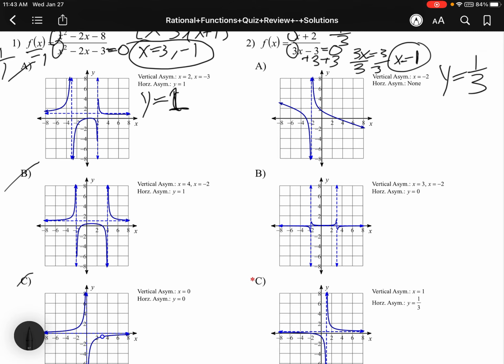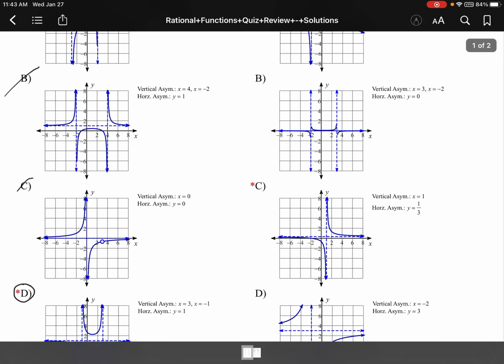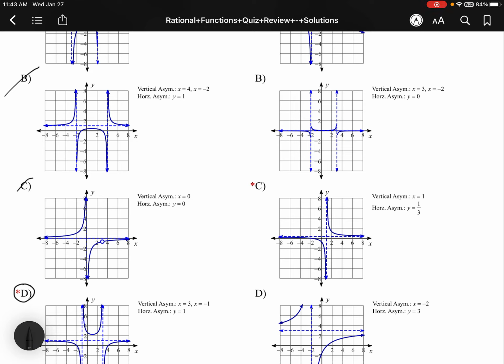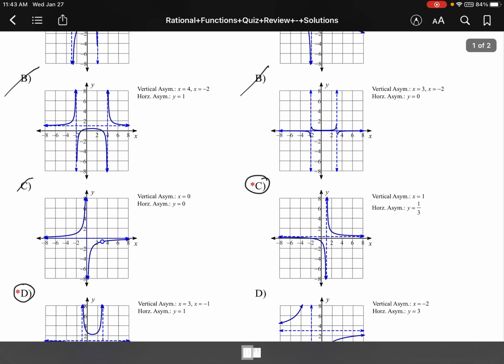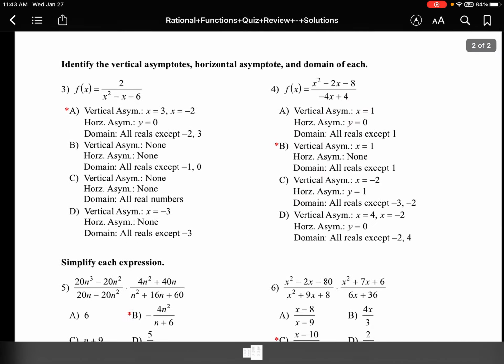Option A says that there is no horizontal asymptote. That is not true, so we're going to cross that out. And they also have a different vertical asymptote. Option B, they have 2 vertical asymptotes, but we only have 1, right? So that is not correct. And they also say the horizontal asymptote is at y equals 0. That's not correct. Option C, our vertical asymptote is at x equals 1, and our horizontal asymptote is at y equals 1/3. So that is the correct option. If you wanted to look at option D, it's also incorrect. Different vertical asymptotes.